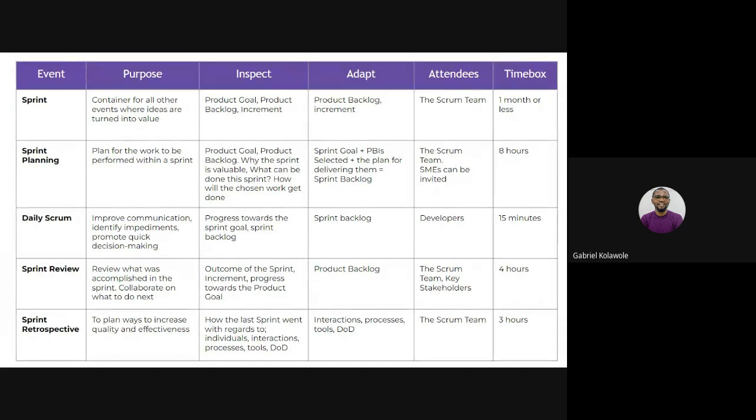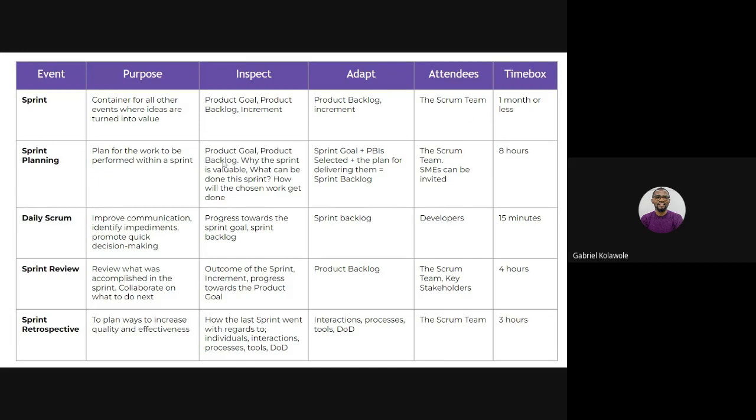So a normal sprint should run for one month or less. It could be one month, it could be three weeks, it could be two weeks, it could even be a week, depending on what works for your team. Then you come to talk about sprint planning. For your sprint planning, the purpose is to plan the work that will be performed within a particular sprint, this period we've chosen.